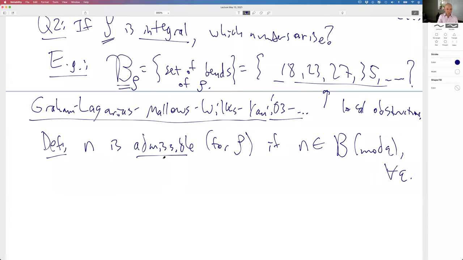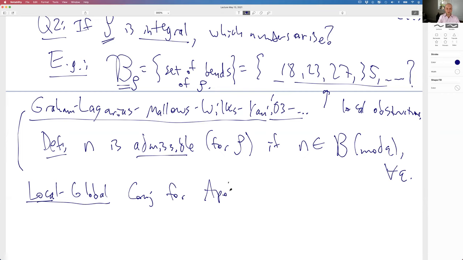So definition, a number is admissible if it's in the set of bends mod Q. Of course, if you're not in the set of bends mod Q for some Q, then obviously you're not in the set of bends. And the question is, to what extent is there a local global principle? So their conjecture, let's give this a name. This is the local global conjecture for Apollonian circle packings.